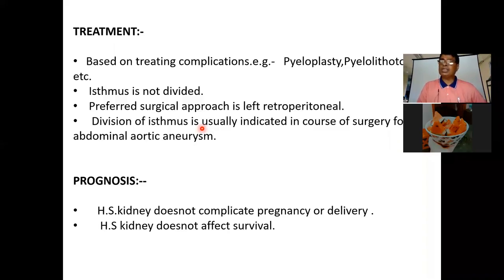So what is the prognosis? A person can survive very well with horseshoe kidney without much problem. The only thing is they may develop some symptoms, complications of infection, stones, and if there is evidence of pelvic obstruction, we will go for pyeloplasty. If there is stone, we will go for pyelolithotomy and we will treat the infection. Otherwise, this is very much compatible with normal life, and even with horseshoe kidney, a patient can have a normal pregnancy and delivery. It will not complicate the pregnancy or the delivery. Okay, and it doesn't affect the survival of the patient. Right.